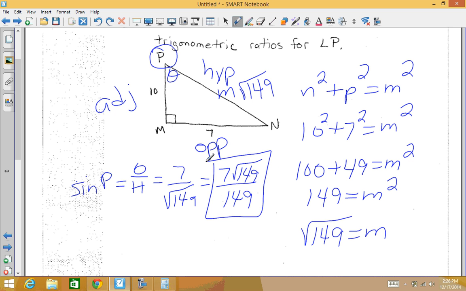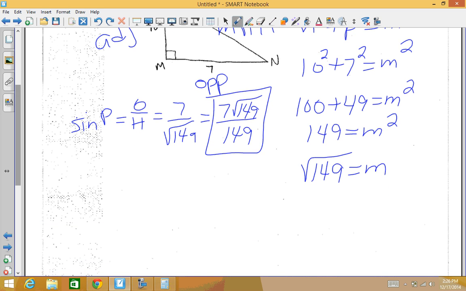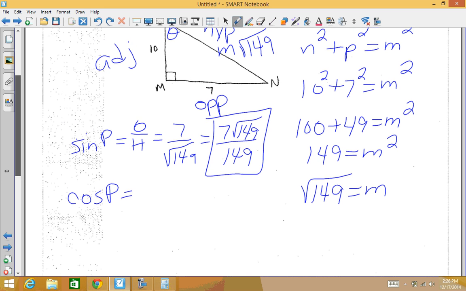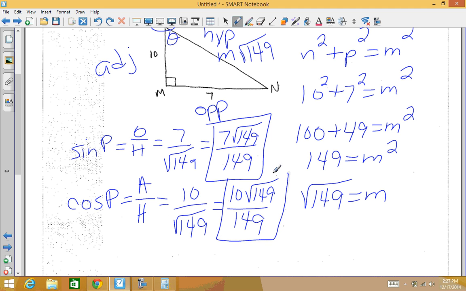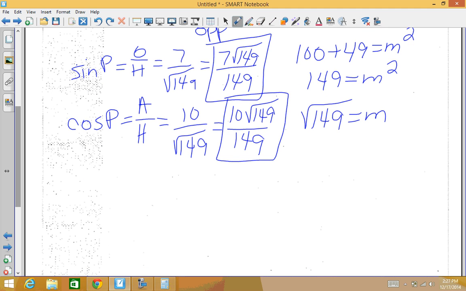So there's your answer for sine. Let's talk about cosine. The cosine of P is going to be the adjacent side over the hypotenuse. So that's going to be 10 over the square root of 149. Again, 10 square roots of 149 over 149 to get rid of the radical off the bottom. And the last basic trig function, the tangent of P, that's opposite over adjacent.